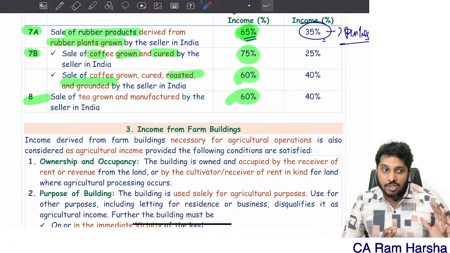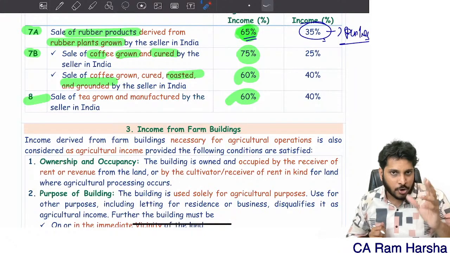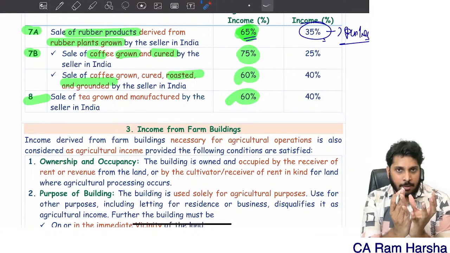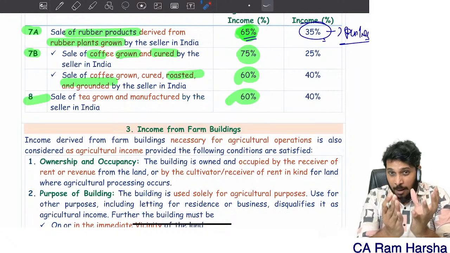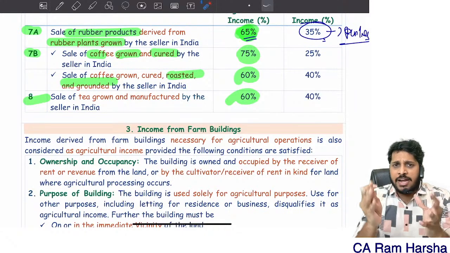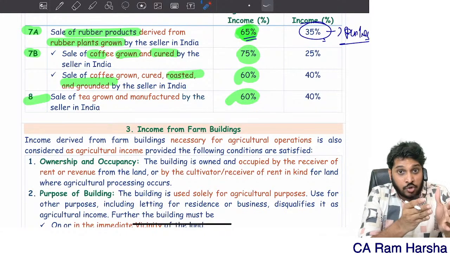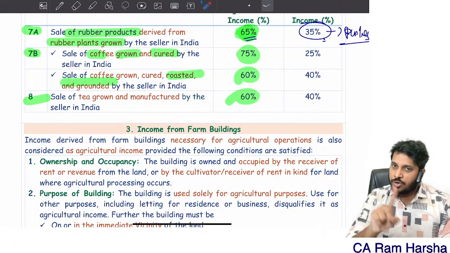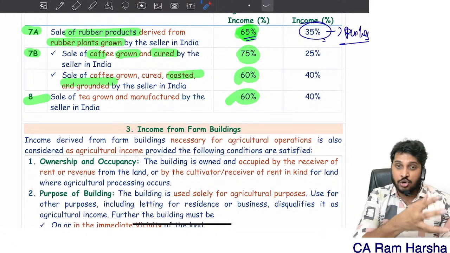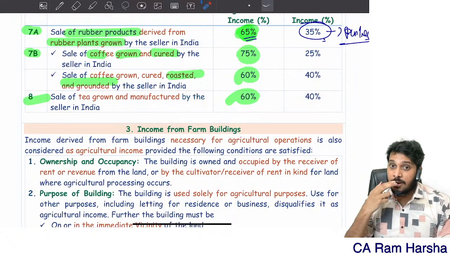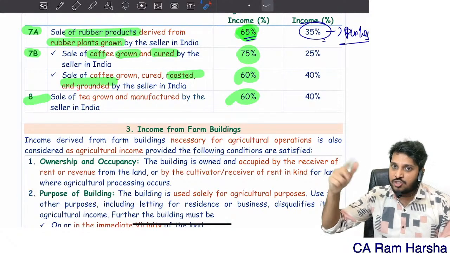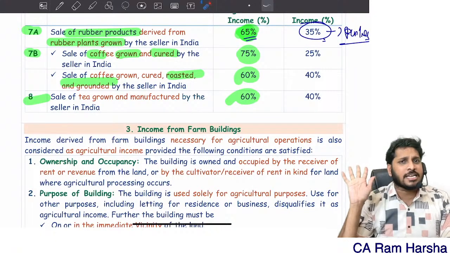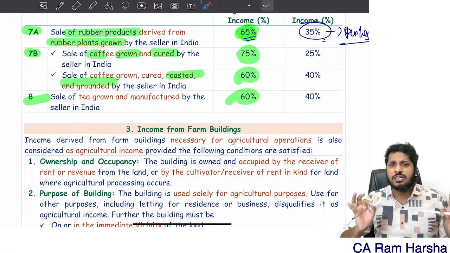Sir, I am producing sugarcane. Some sugarcane I am using for business. Some sugarcane I am using in my factory, where I produce sugar. Sugar is not an agriculture produce. Some sugarcane which I produced, I use for manufacturing sugar, and some of the sugarcane I am directly selling. How to calculate agriculture income in this scenario?